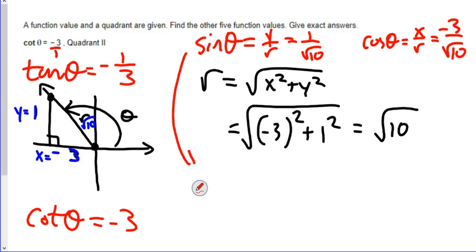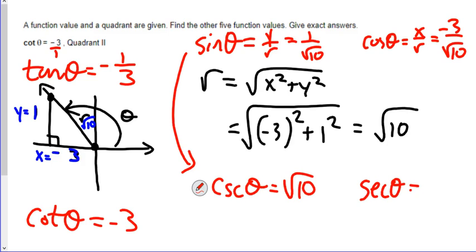The cosecant is the reciprocal of the sine, which is √10/1, or just √10. And then finally, the secant of theta is √10/3 negative. Okay, and those are the other 5 values.